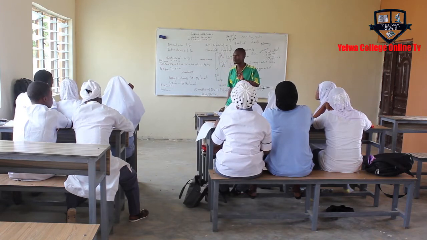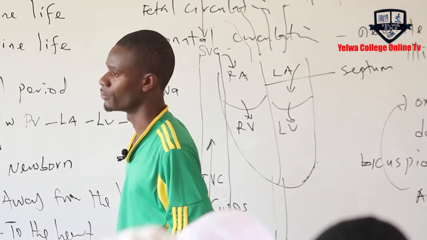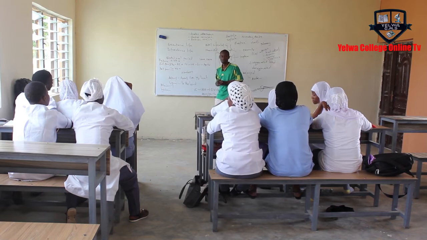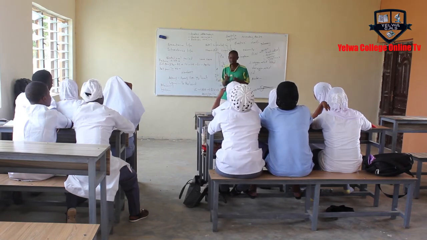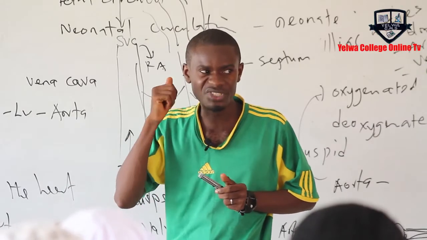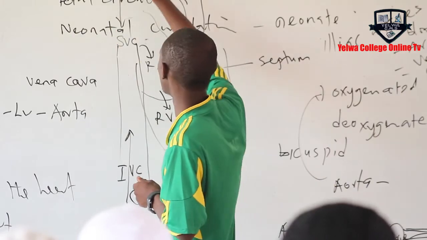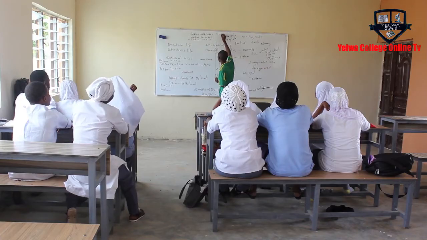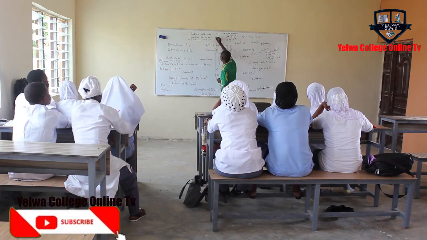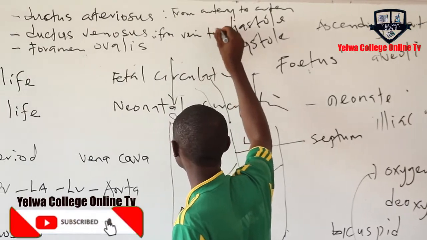And what is the function of all these three structures? For us to be able to easily remember the function and what each stands for, I say to see this one as from artery to artery, and to see this one as from vein to vein.